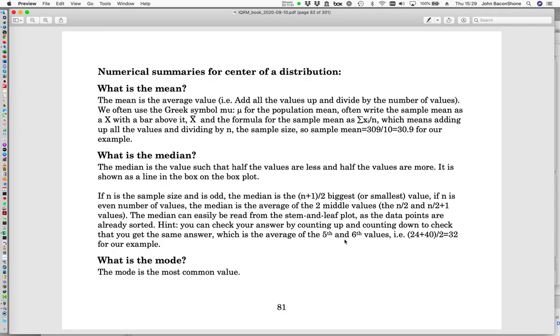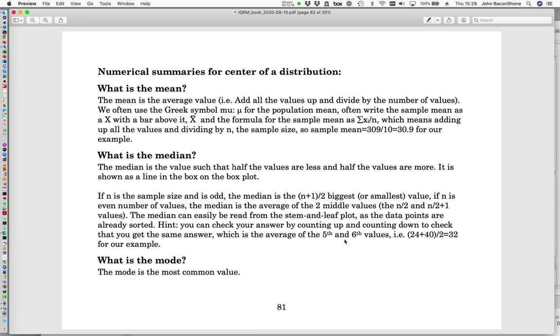Okay, so now we come on to numerical summaries for our distribution. We're going to start with numerical summaries for the center of our distribution. First of all, the one which I'm sure you're all familiar with, the mean. The mean is just the average value, meaning we add all the values up and divide by the number of values. We often use the Greek symbol mu for the population mean.